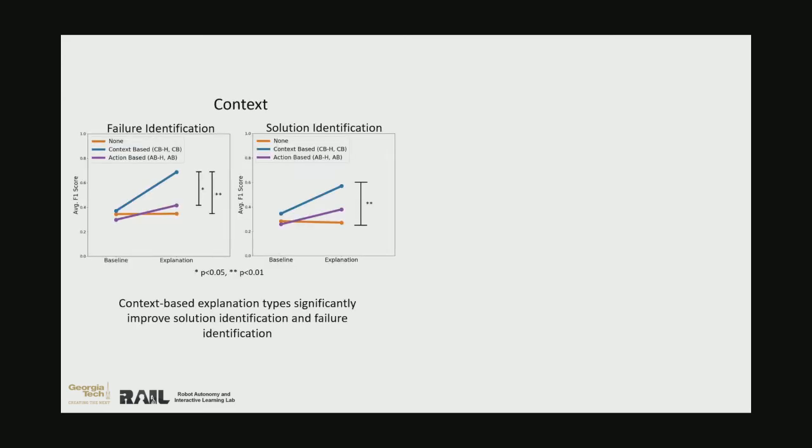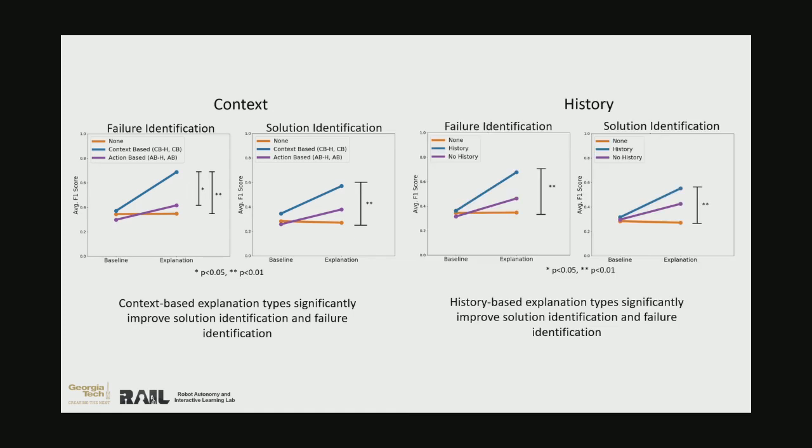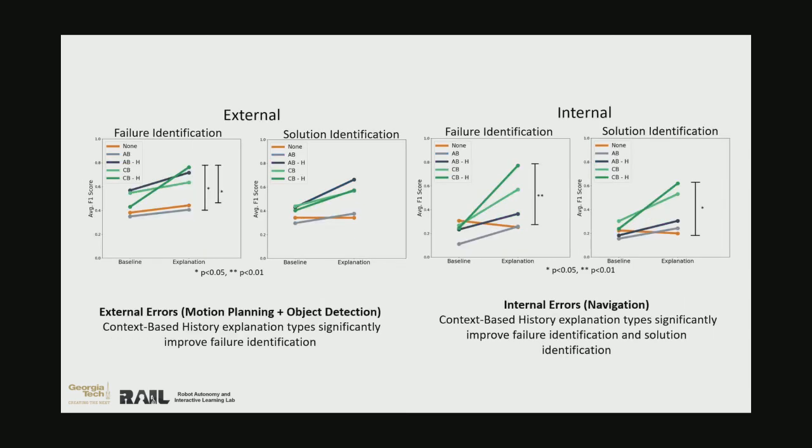Using these metrics, we first analyzed how context affected users' failure identification and solution identification, and as we can see here from the graph on the left, the context-based explanation significantly improved the user's ability to identify failures and provide solutions as recovery to robots. Next, we also analyzed how including history of completed actions impacted the user's failure and solution identification, and from the graphs here we see that the history significantly improved their understanding of a failure as well, and also improved their ability to provide a solution.